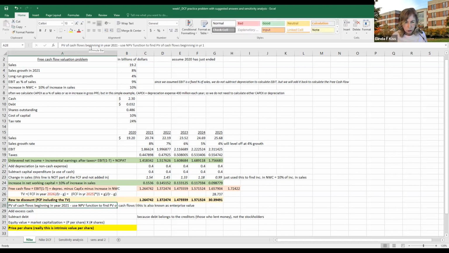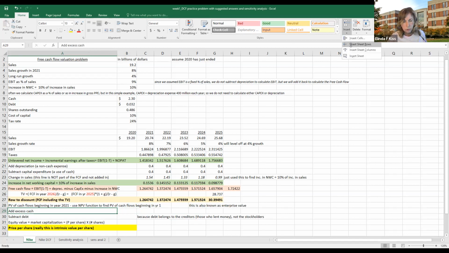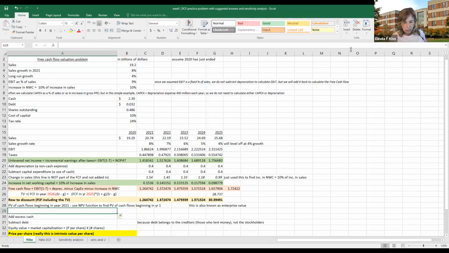Now, what I'm going to do is use the NPV function to calculate the present value of cash flows beginning in year one. This is known as the enterprise value. And I'm going to insert a row here. So to do that, I go over here where I get to insert, and I'm going to insert a sheet row, and I am going to get that. This is the enterprise value.